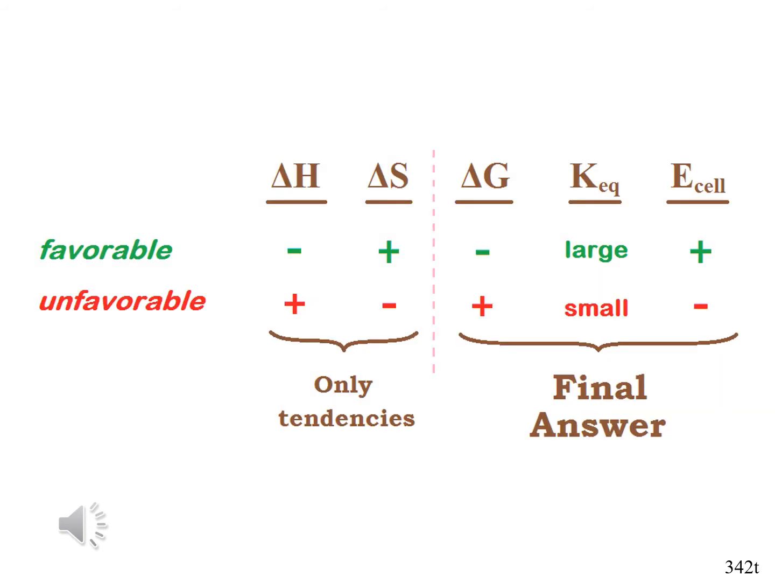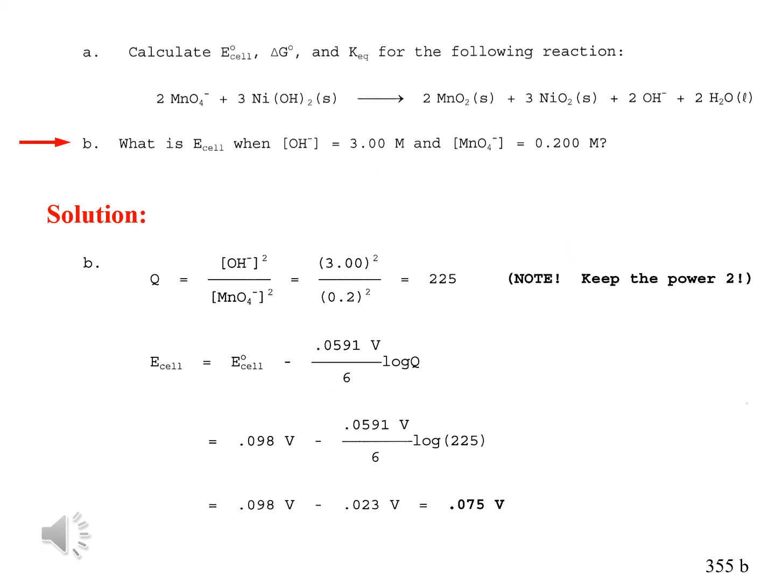So here's that crazy table again. We're back in the top row, which is the go row. Now, in the second problem, part B, I'm saying what is the new voltage if you change the concentrations of the ions. And for this, you're going to have to use the Nernst equation, which means you have to get Q. So you're going to have OH squared on the top because that's the product, and MnO4 squared on the bottom. And don't cancel the squares. Some people do that, and it's wrong because x squared over y squared does not equal x over y.